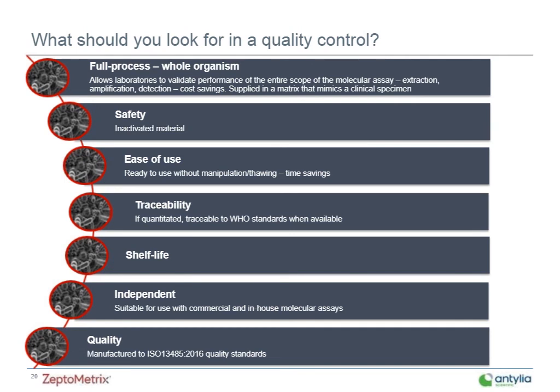And importantly, you do want to try to find a control that's supplied in a matrix that does mimic the clinical specimen that you're using. Safety obviously is important. You don't want to have to use infectious material when you're generating quality controls if you don't have to. Ideally, you want to have inactivated material, and a lot of the controls on the market now are either synthetic RNA and DNA, or heat inactivated or chemically inactivated materials that are much safer to use on the bench.